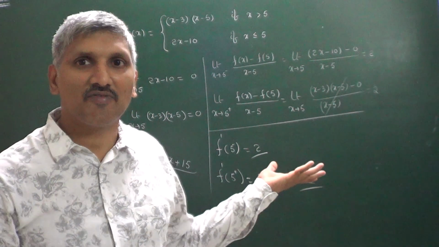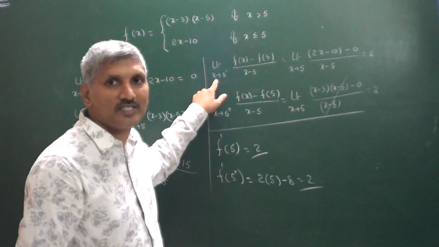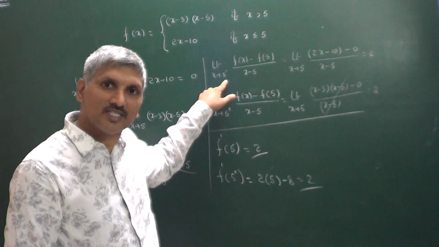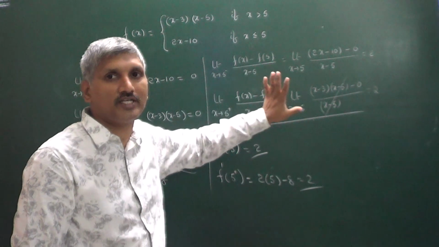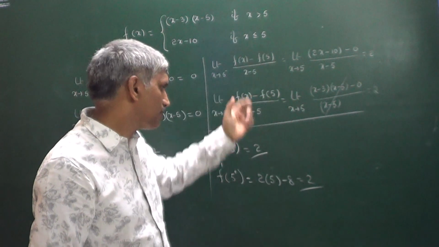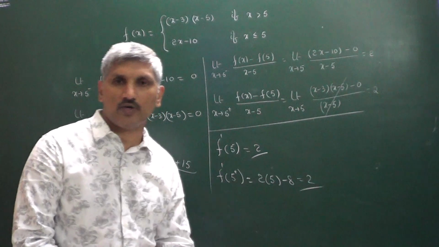So the function is differentiable at x equal to 5. You can do it in another way also. Another way means in place of x we write 5 minus h and h tends to 0. That is also for board exam purposes. So either do it like this, or you can proceed like this for objective exam purposes.